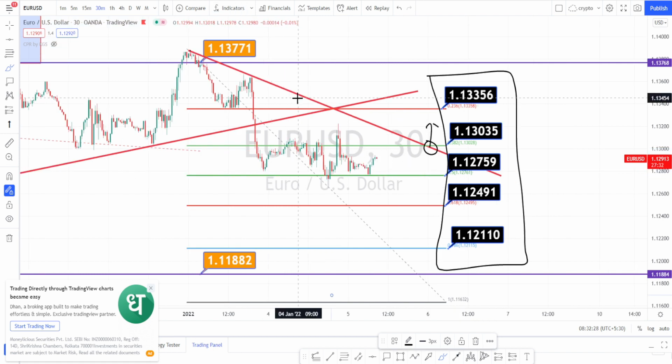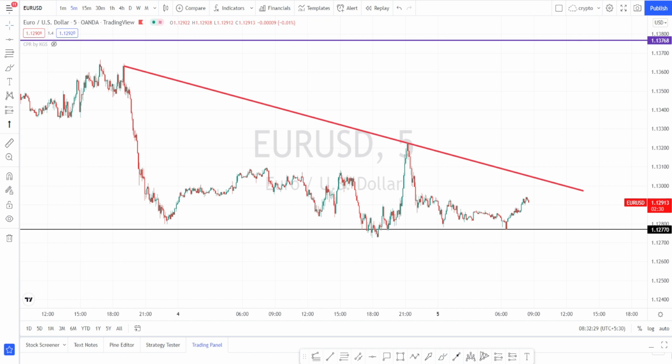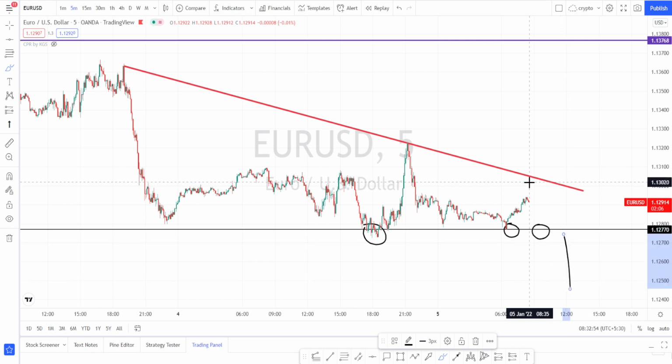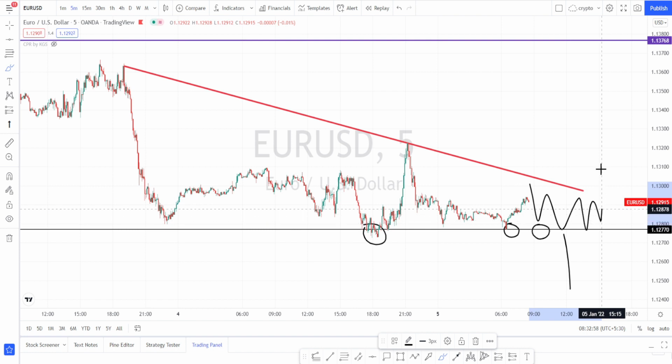Let us do the analysis in 5 minutes time frame. I'm in 5 minutes time frame now. As explained in the 30 minutes time frame, current price action is struggling to break this support level of 1.12770 and it is forming into a very nice triangle pattern. Wait for it to break this level to go on a bearish side trade, or we can expect the price action to consolidate around this area and trend reversal to happen.